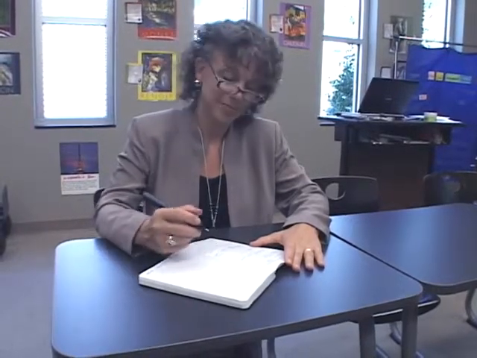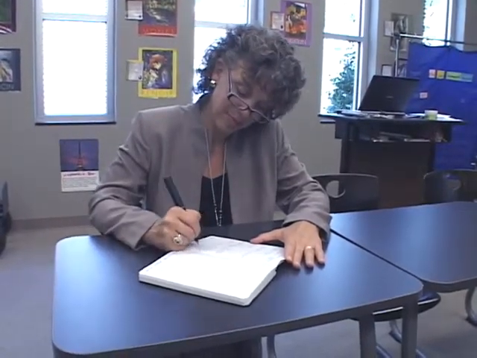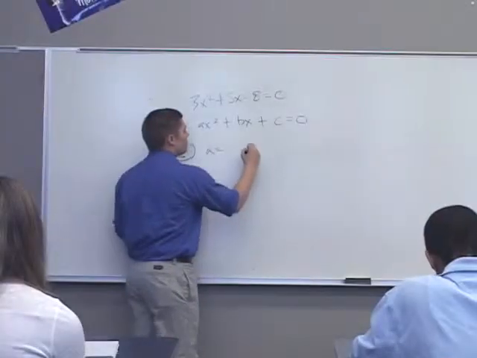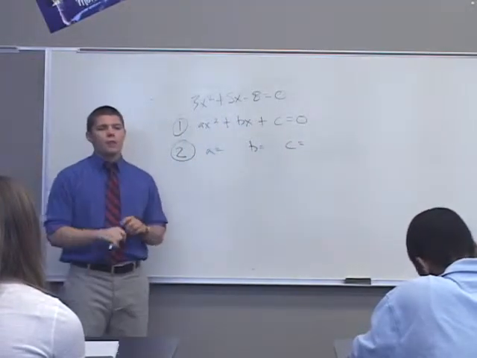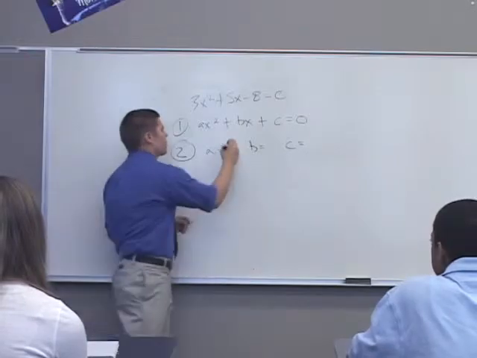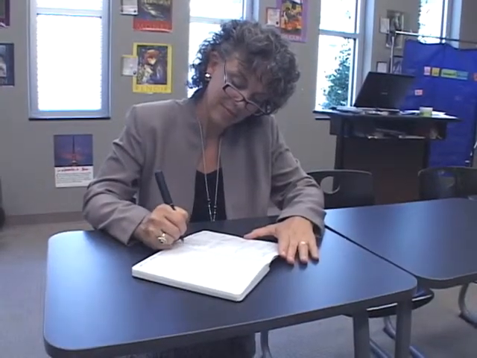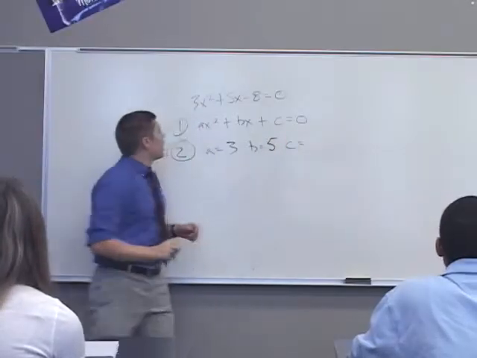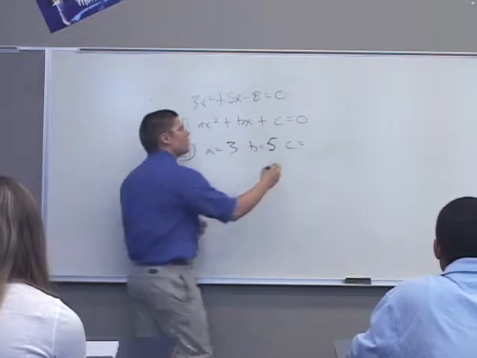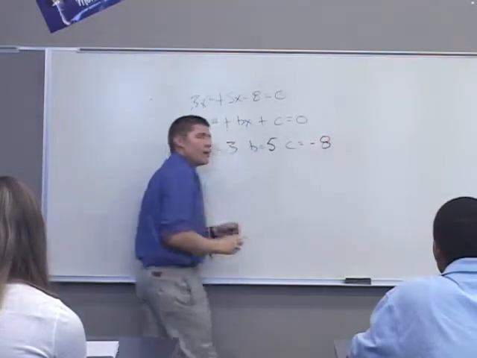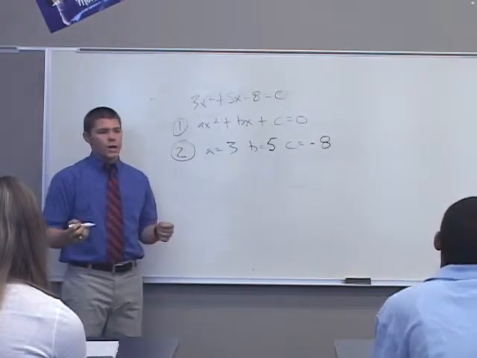Step 2 is to assign the various coefficients, which are a, b, and c. So Morgan, what is the a coefficient? 3. 3, great. And Avery, what is the b coefficient? 5. 5, good. Allie, what is the c coefficient? -8. -8, well done. So once you have the 3 coefficients written down.